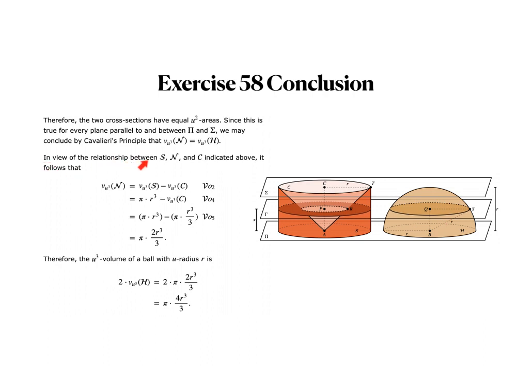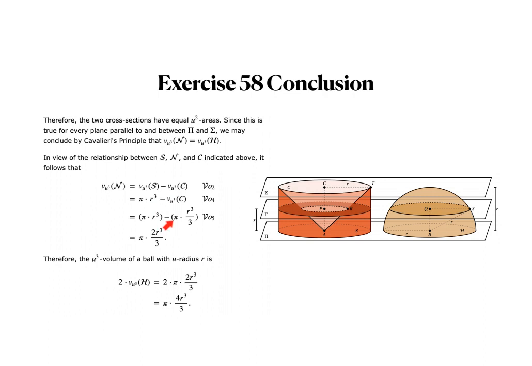So in view of this relationship between S, N, and C indicated above, it follows that the volume of N is equal to the volume of my cylinder minus the volume of my cone. The volume of my cylinder is pi r cubed. Remember, it's the area of the base times the height. The area of the base is pi r squared. The height in this case is r, so it's just pi r cubed, minus the volume of my cone.